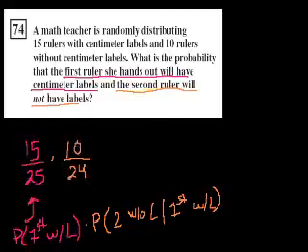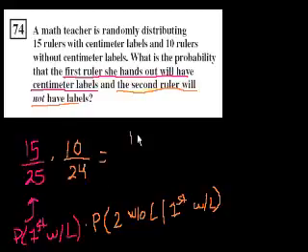If you wanted to ask a similar question, what is the probability that the first two I hand out have labels? It would be 15 over 25 times 14 over 24, because the labels would have been decremented after the first one. Here we have one less ruler, but I haven't reduced the number of rulers without labels. But anyway, let's just simplify this out.